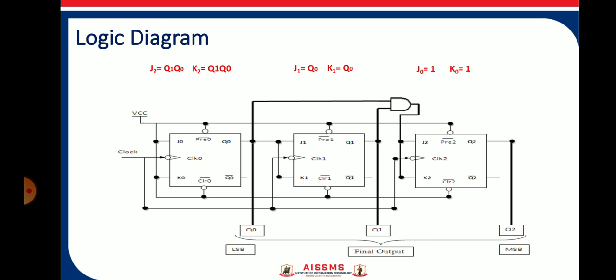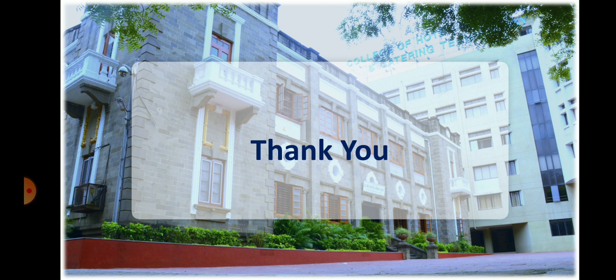In this connection, the Q2 output pin will act as the MSB and Q0 output pin will act as the LSB. Then J1 K1 is connected to Q0 as we derived from the K-map. It is shown here, and J0 K0 is connected to logic 1. Here logic 1 is connected to VCC. So this is all about the synchronous up counter using IC 7476. Thank you.